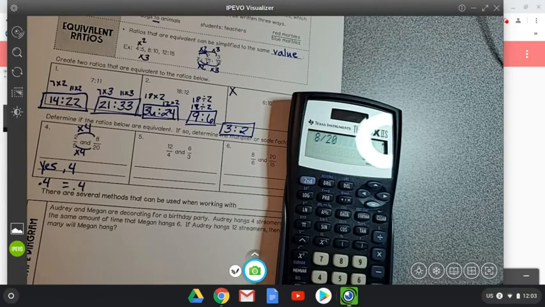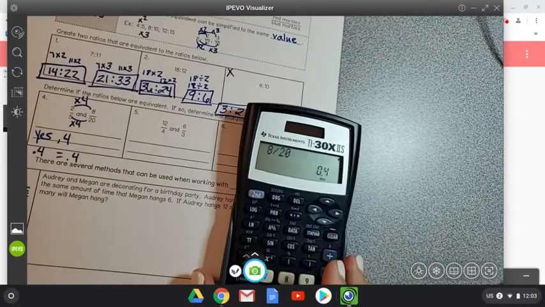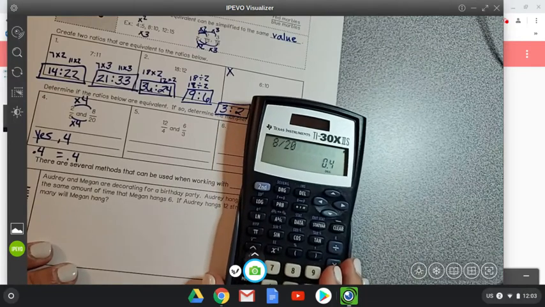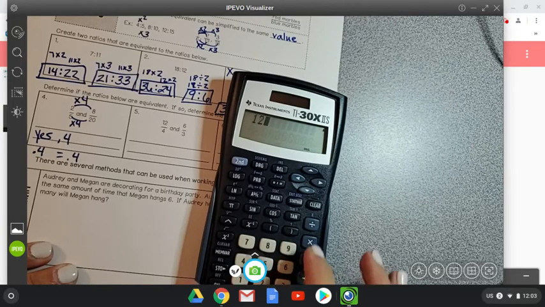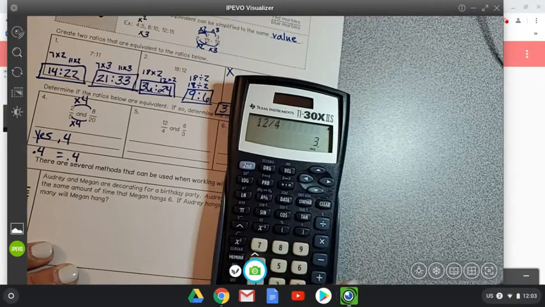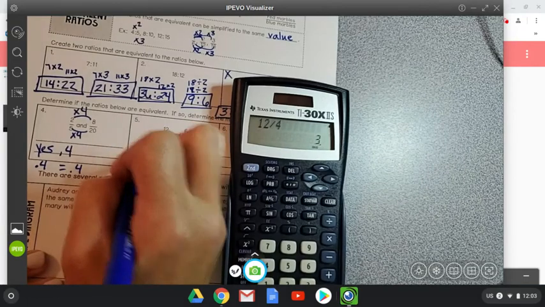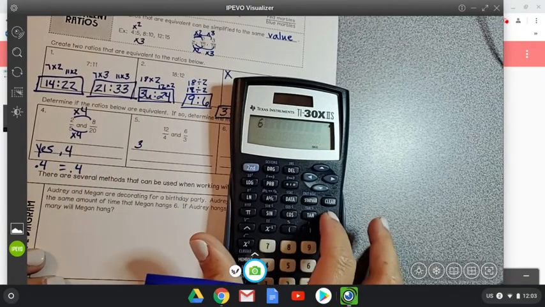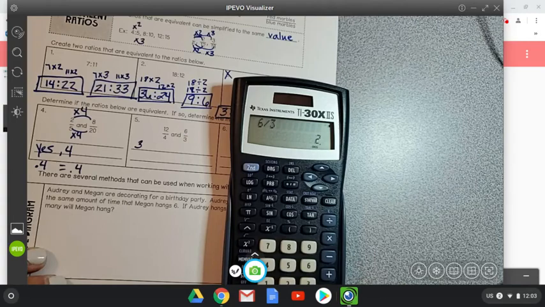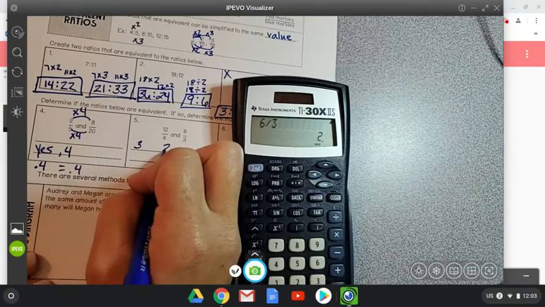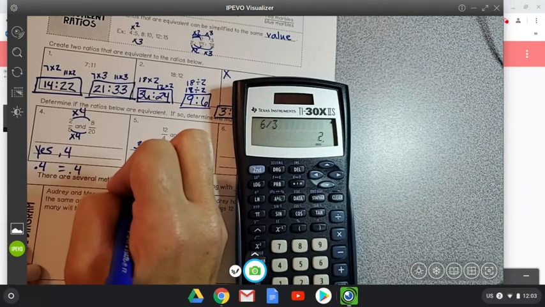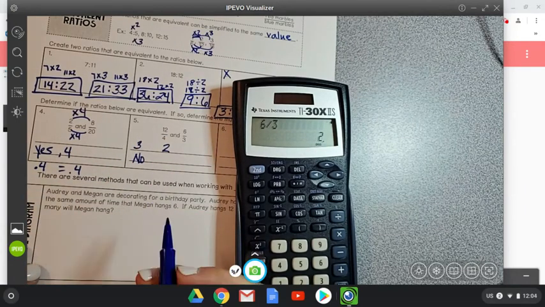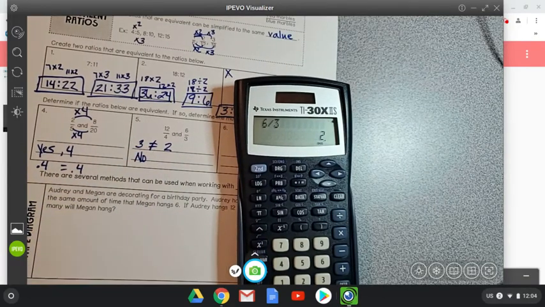Okay, let's check number 5 and see how you did. I'm going to do this one with my calculator. So I'm going to take 12 divided by 4, and that gives me 3. And then I'm going to take 6 divided by 3, and that's going to give me 2. Are 3 and 2 equal to each other? No, they are not. So these are not equivalent. This is a sign for not equals.